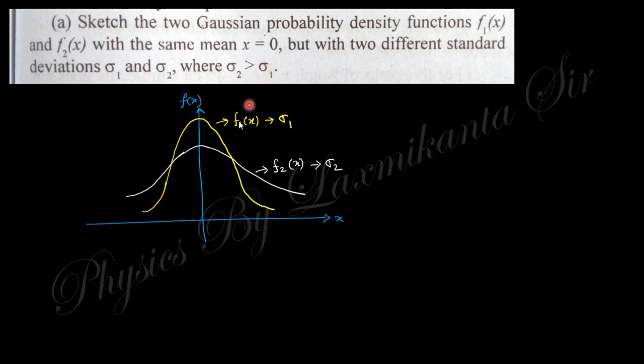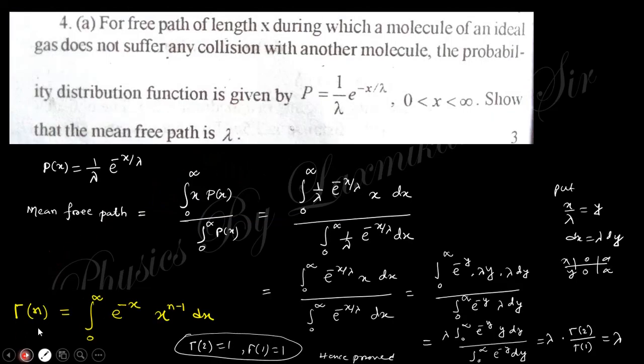When sigma is reduced, the curve becomes sharper. When this standard deviation reduces, it becomes more sharper. Next one: the free path length x during which a molecule of an identical gas does not suffer any collision is given by this probability distribution function.